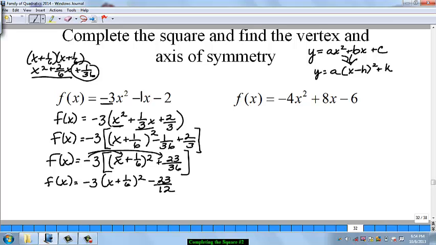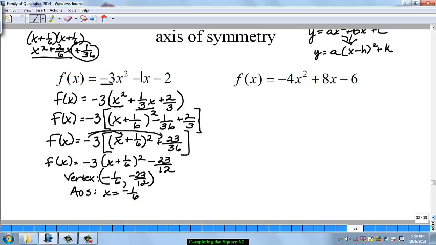So there's our vertex form. This equation is exactly the same as this one, it just looks different. We used algebra to force it into the vertex form, so the vertex is readily seen. It is right here: negative 1/6 comma negative 23/12. And the axis of symmetry is always x equals whatever our x value is, because the turning point, or the vertex, is on our axis of symmetry.